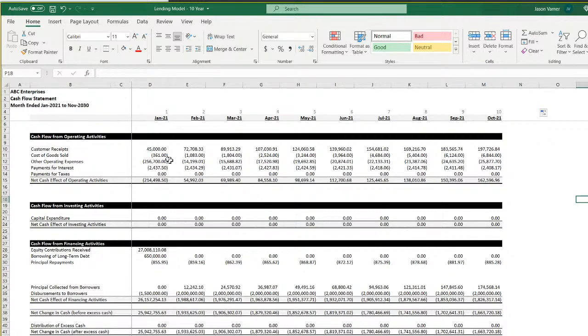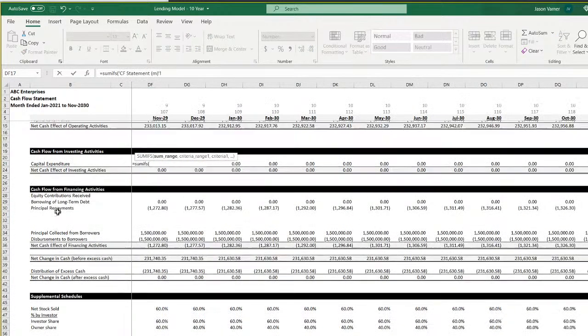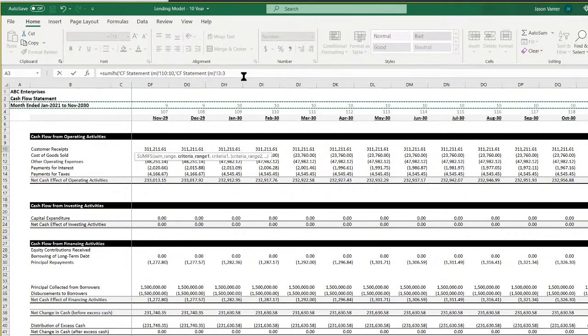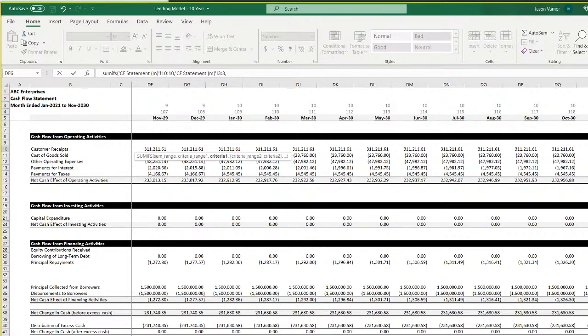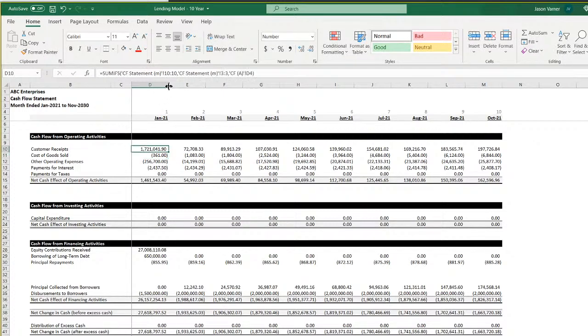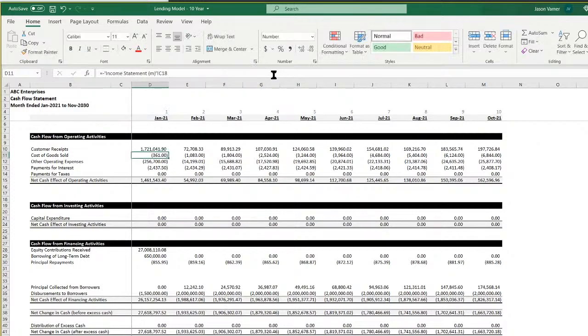Where's my SUMIFS? Actually, we'll just have to make it. So this is just summing up all of this, if the year matches the year on here. Lock, lock, lock.